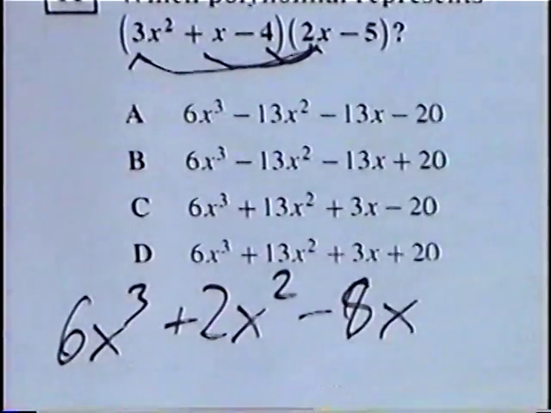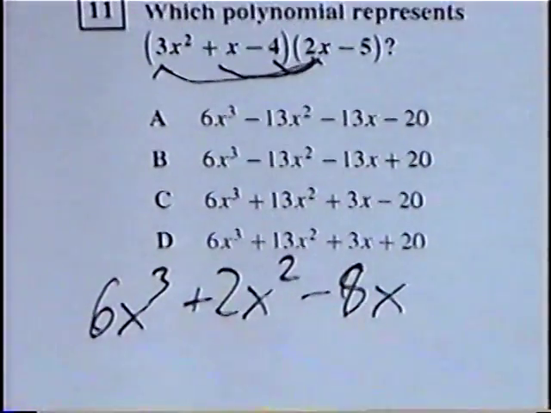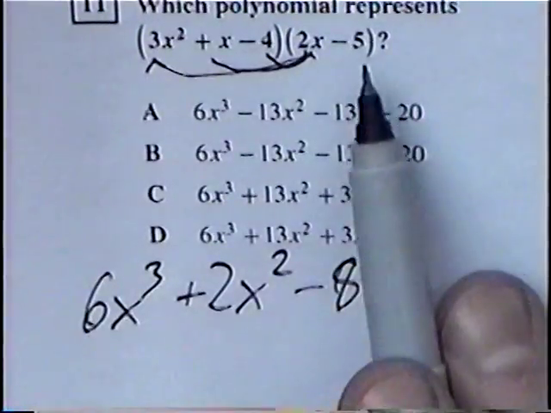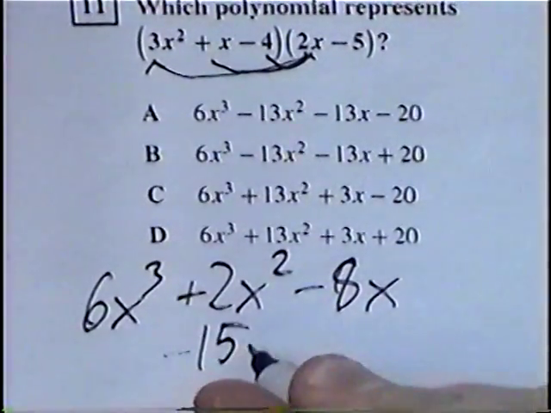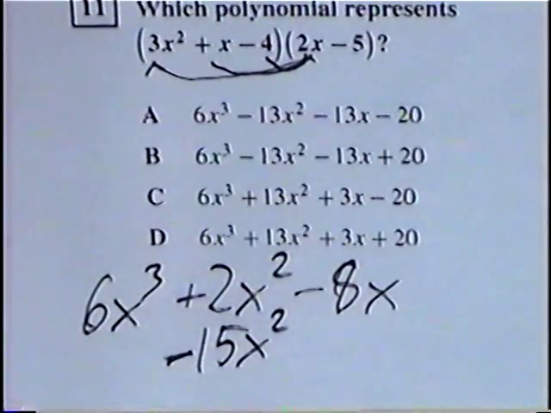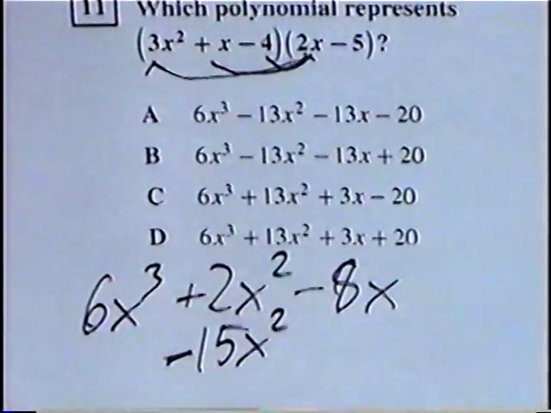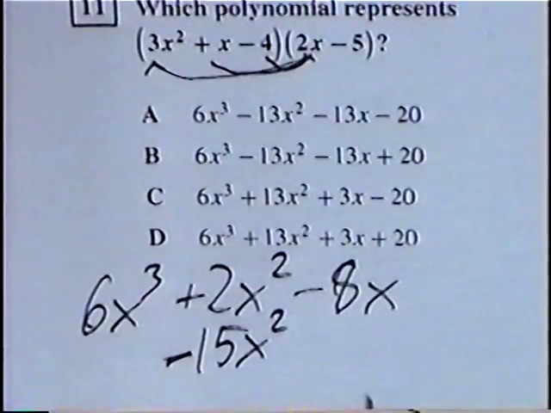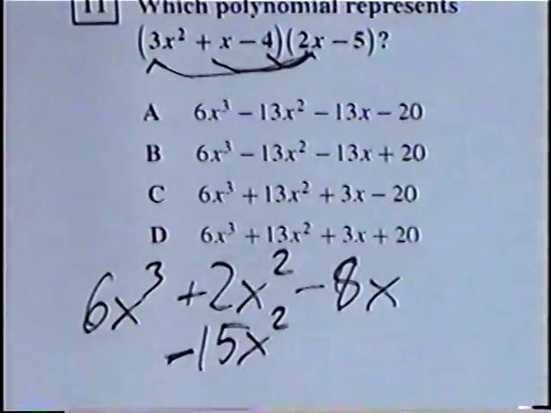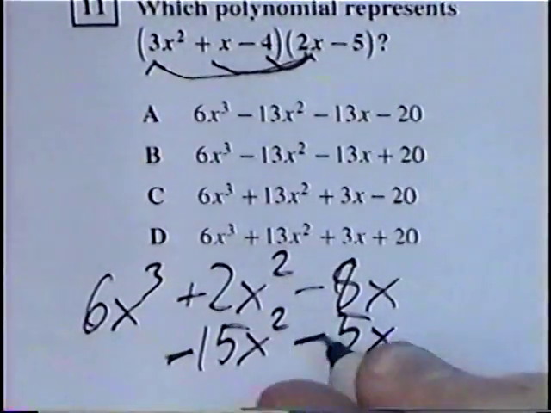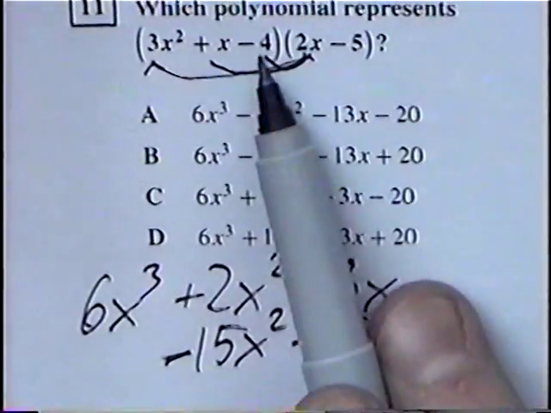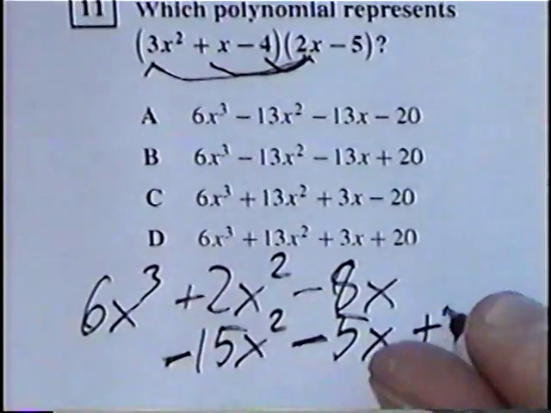Multiplying again each term by negative 5. Negative 5 times 3x squared would be negative 15x squared. Negative 5 times a positive x would be negative 5x. And the last terms, negative 5 times negative 4 would be positive 20.